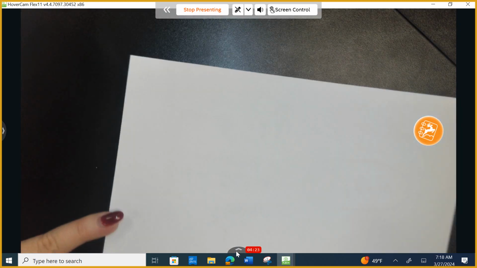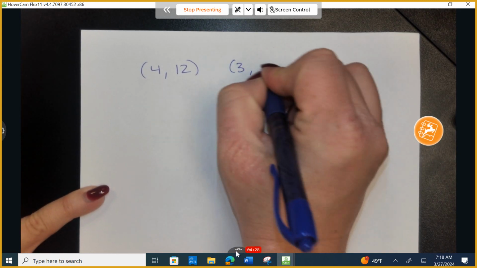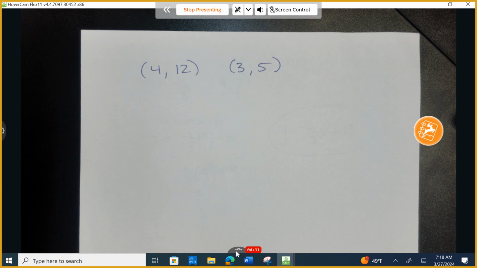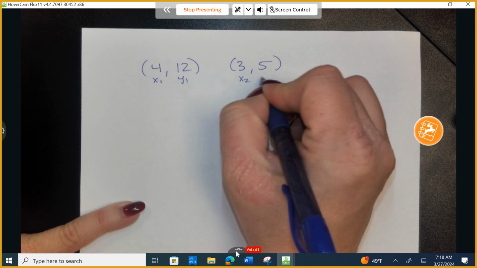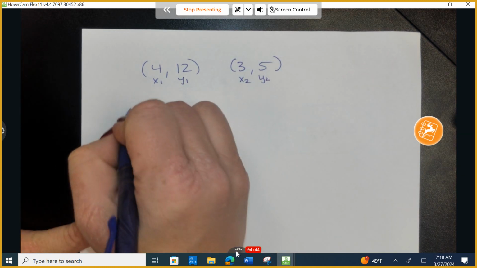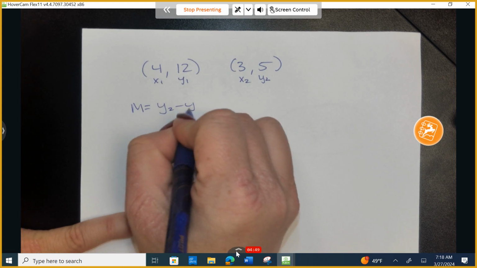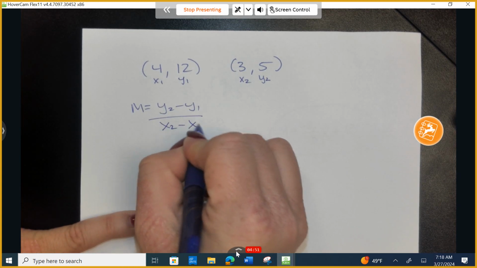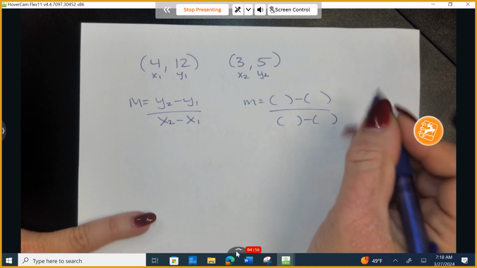We're going to go on now and do questions like 8 and 9. So I have (4, 12) and (3, 5). Given these 2 points that lie on a linear function, we want to write an equation of this function. This is x1 and y1 because it's the first point, and x2 and y2 because it's the second point. Remember, your slope is rise over run. Rise is the y. y2 minus y1 over x2 minus x1. Now, I always suggest when you're plugging this in to use parentheses to ensure that we don't have any sign errors.